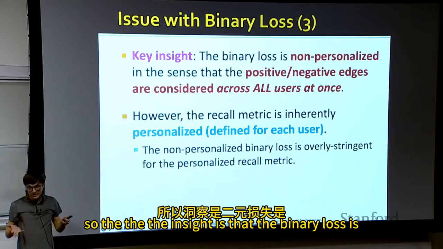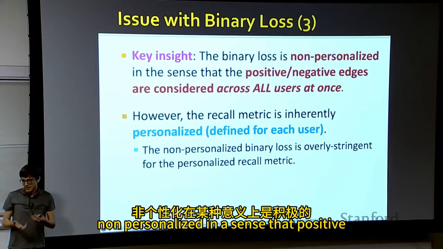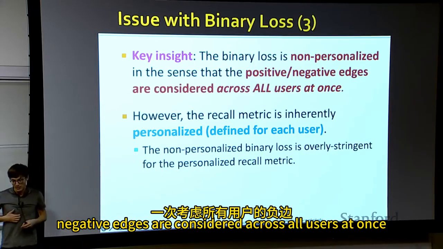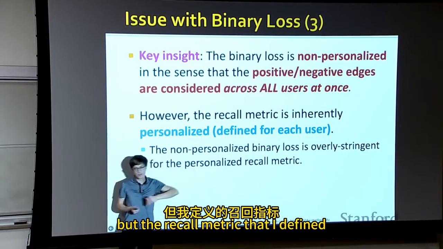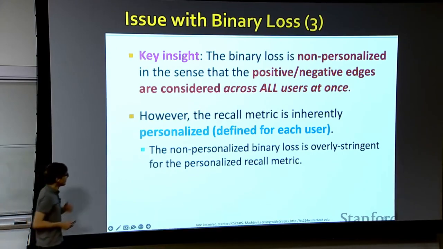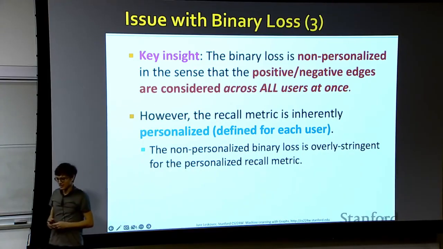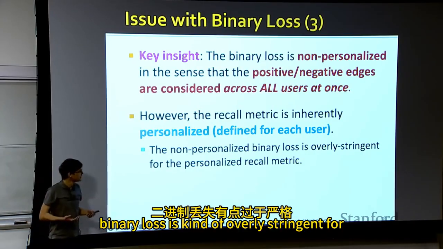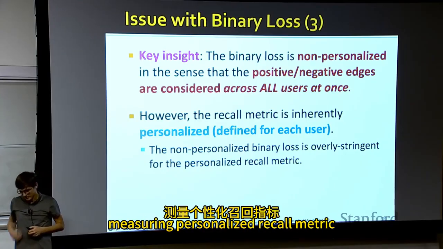So the insight is that the binary loss is non-personalized in the sense that positive and negative edges are considered across all users at once, right? But the recall metric that I defined is inherently personalized. It's per user recall, right? In some sense, this non-personalized binary loss is overly stringent for measuring a personalized recall metric.